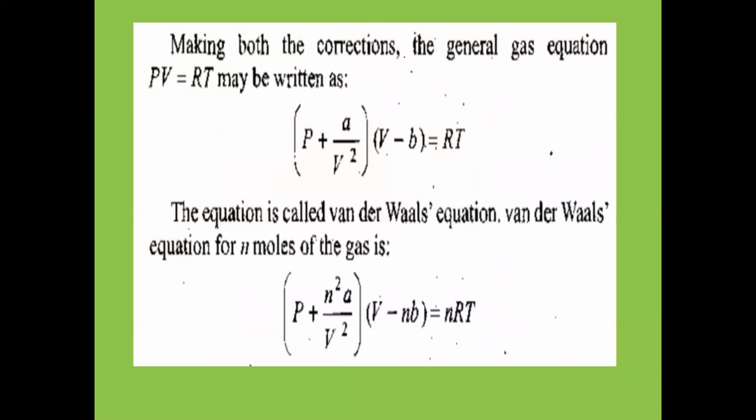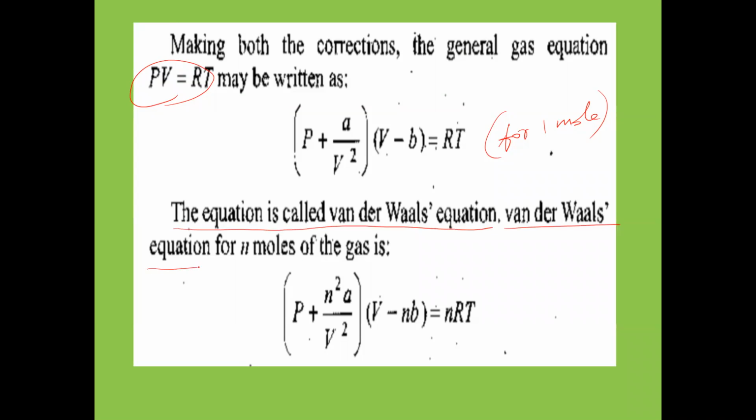Next, making both the corrections, the ideal gas equation PV is equal to RT may be written as P plus a n square by V square, into V minus nb, is equal to nRT. Here n square means 1 square, and nRT becomes 1 RT, for 1 mole. This equation is called the Van der Waals equation for 1 mole.